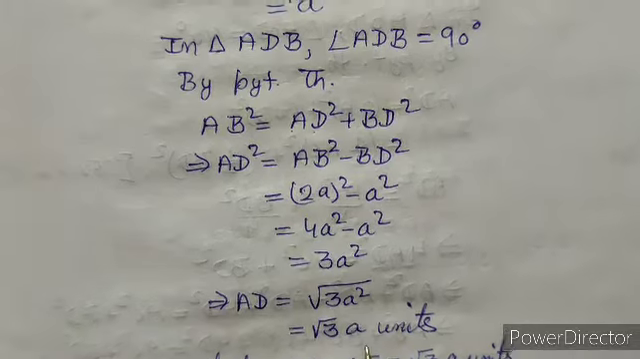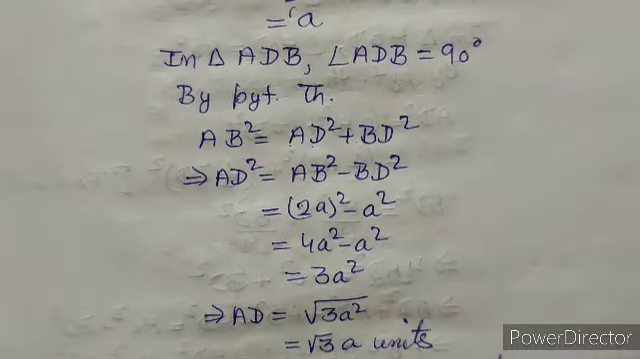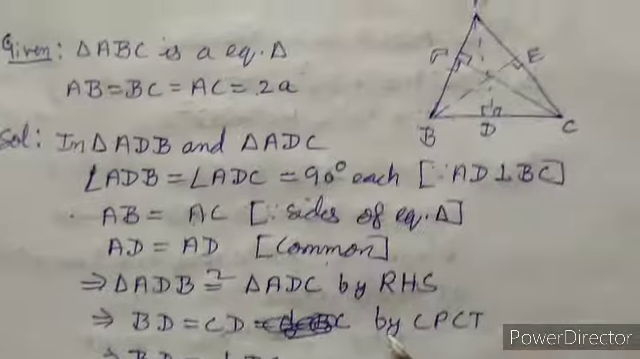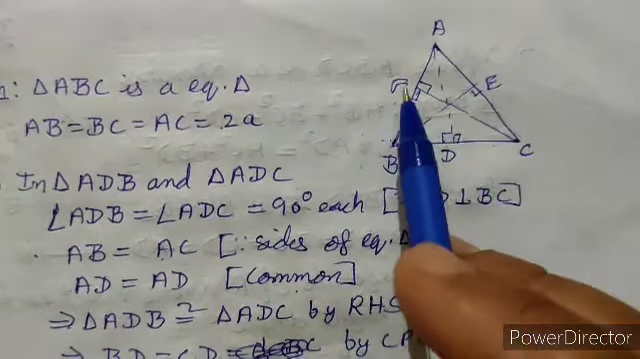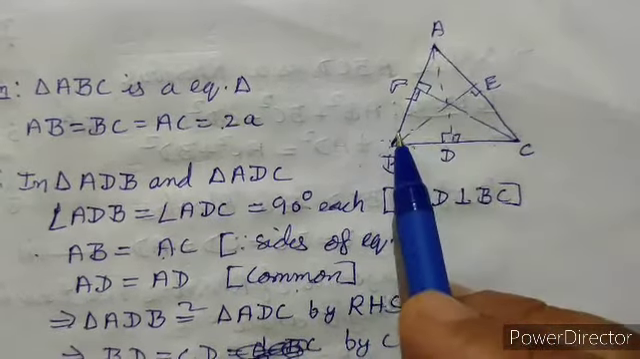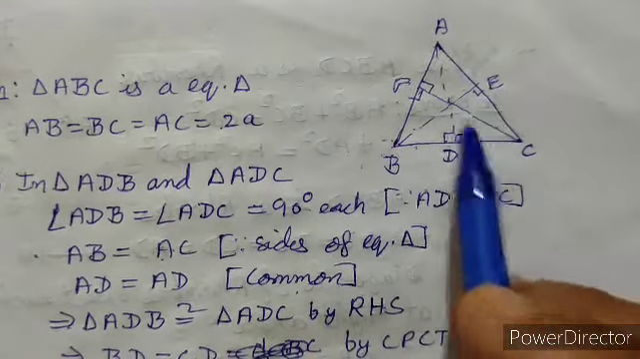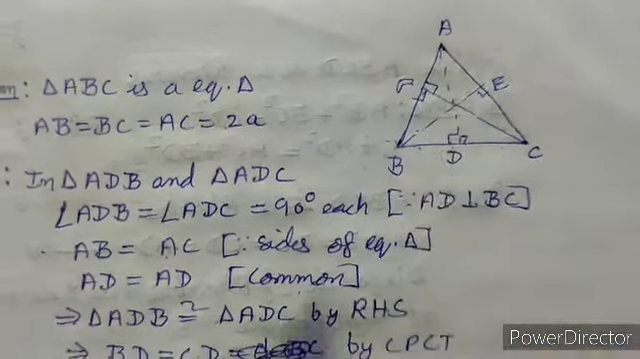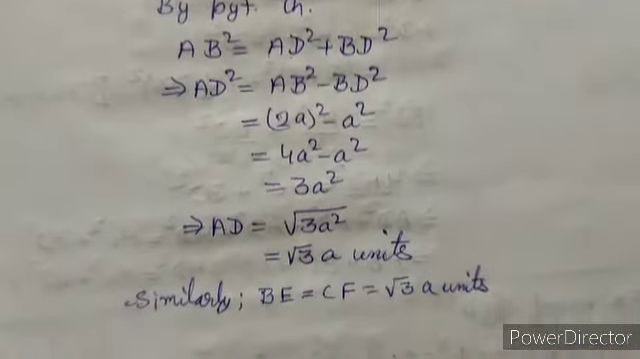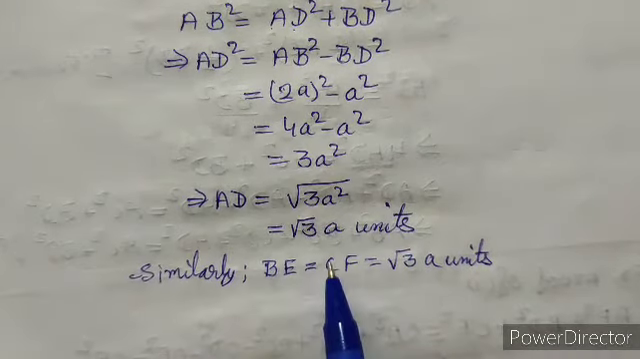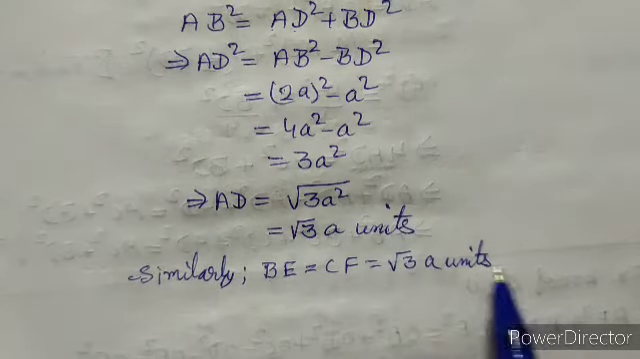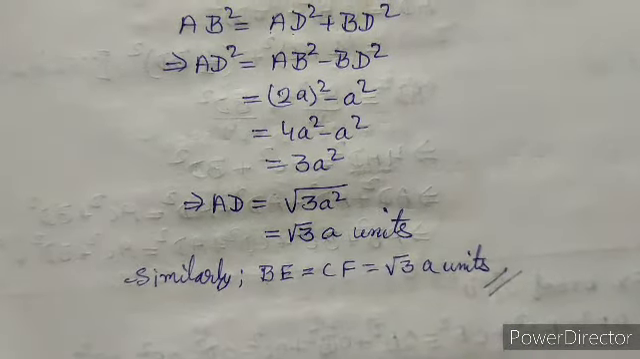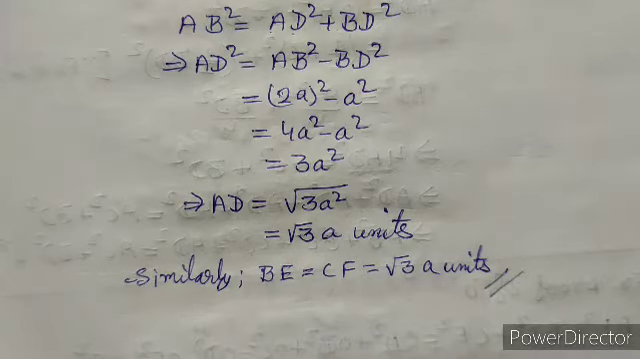In an equilateral triangle, all the altitudes are equal. That means if BE is the altitude on AC and CF is the altitude on AB, then BE will be equal to CF, and that will be equal to AD. Similarly BE will be equal to CF, equal to AD, and AD was root 3A. So the measure of each of the altitudes of triangle ABC is equal to root 3A units.